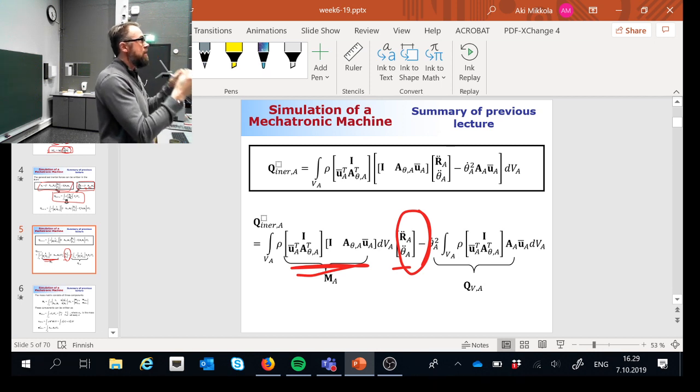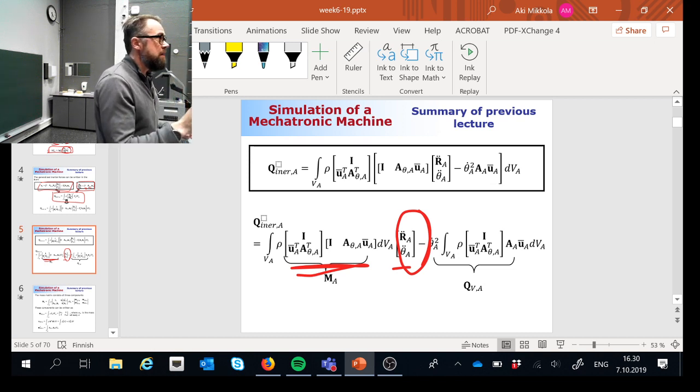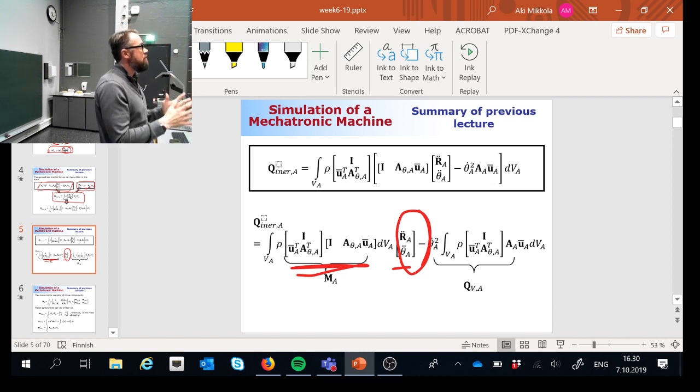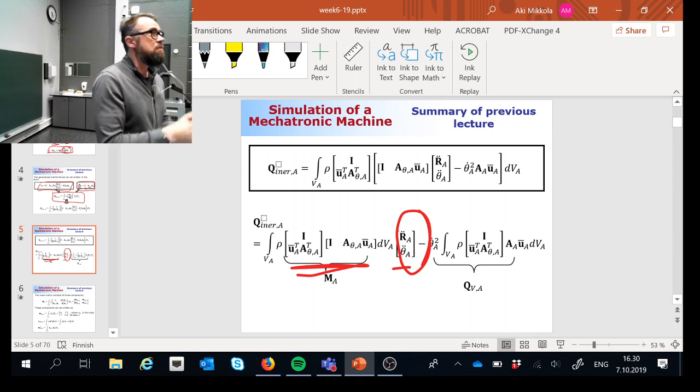If your body reference coordinate system is located in the center of the mass, that is a special case that gives you a diagonal representation of the mass matrix. If your body reference coordinate system is located in the center of the mass, you will end up having a diagonal representation of the mass matrix. One more time. No, this is enough.